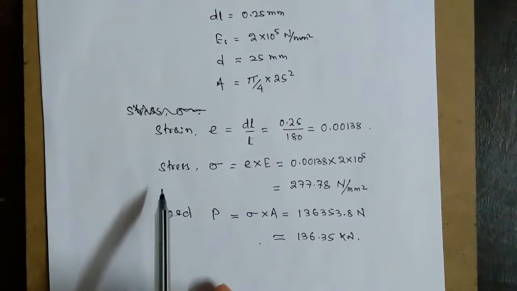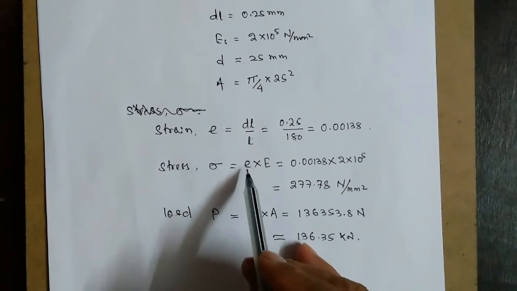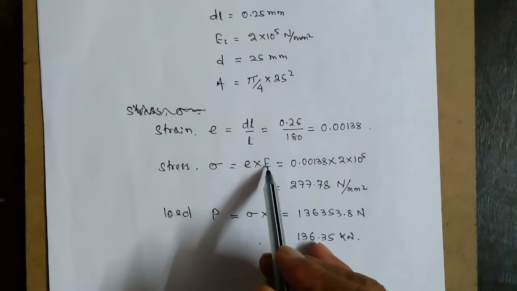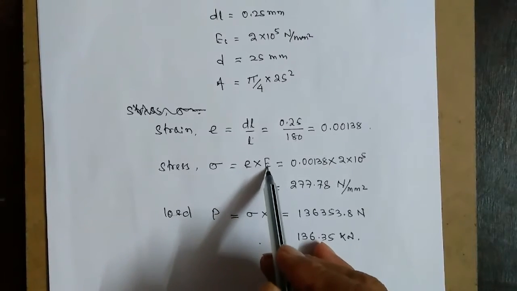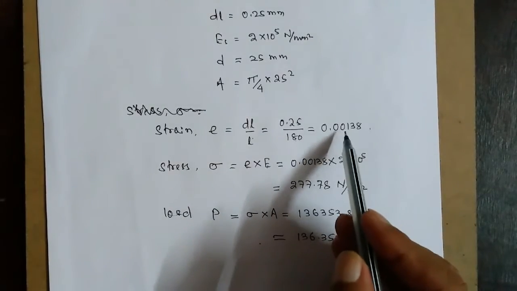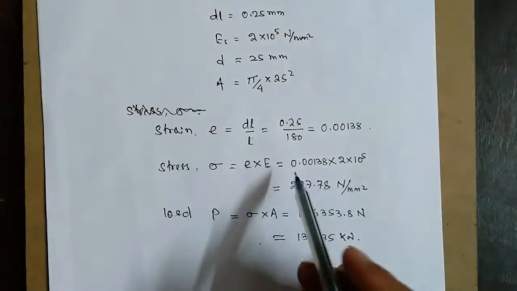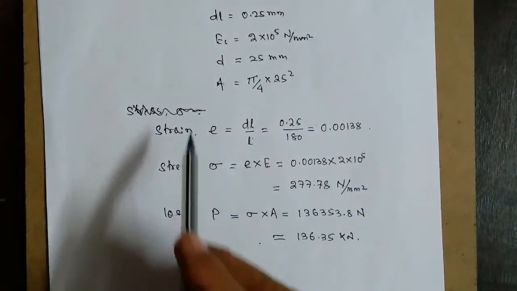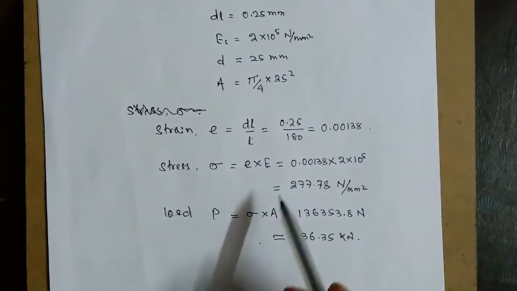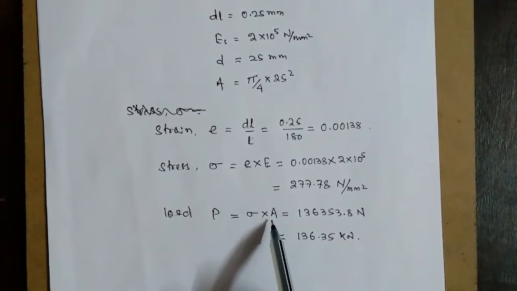The second unknown was stress, sigma. We know sigma is equal to E into e, that is, strain into Young's modulus or modulus of elasticity. Now that we have found small e and E is given, multiplying these you can find stress in one line. The last unknown was to find P. Because stress is already obtained, we multiply by area.